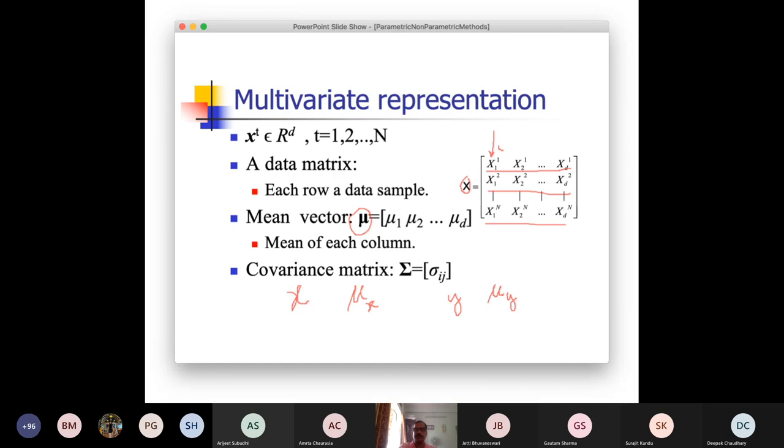Each column represents a dimension. If I take the ith column and say the jth column, so this variable x is represented by the ith column, and y is represented by the jth column. So you get the covariance of these two columns, where the mean is mu i for this one, and this one will have mu j.